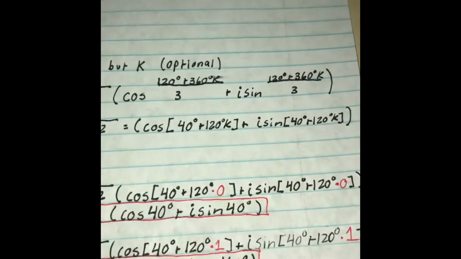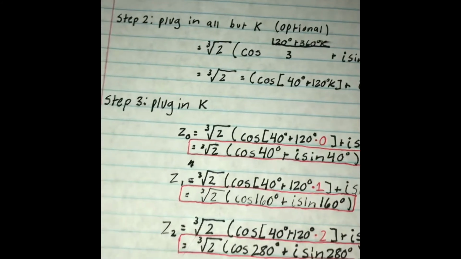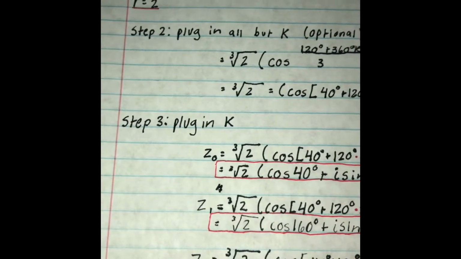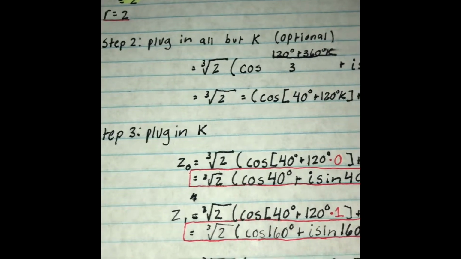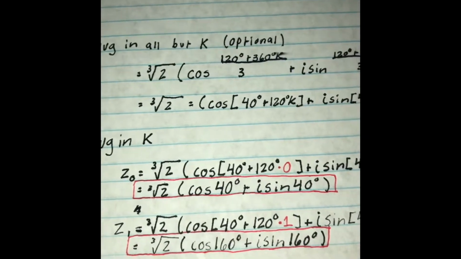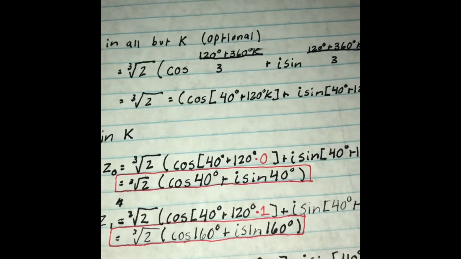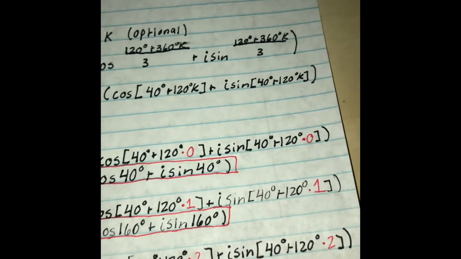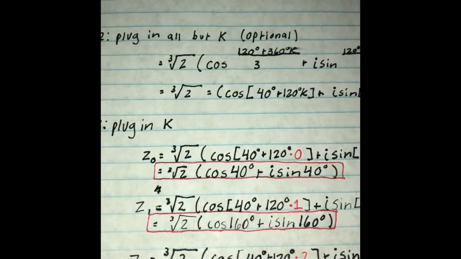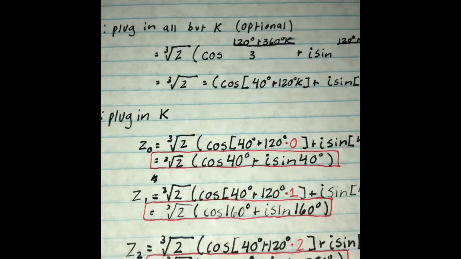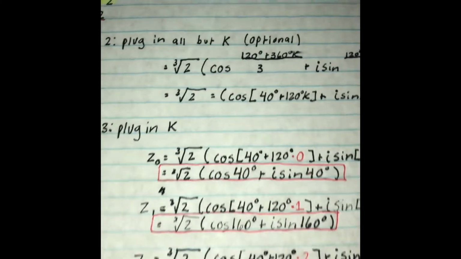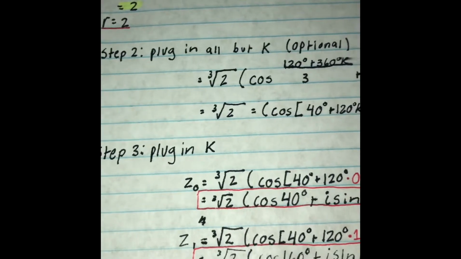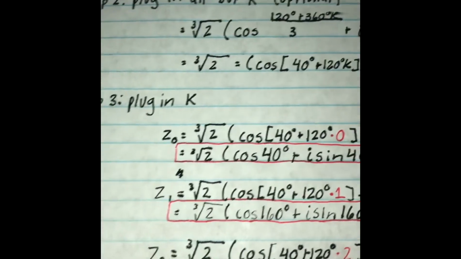Then after you have this, you're just going to plug it in straight to the formula. Your first k is going to be 0. So to find z sub 0, it's going to be the cube root of 2 times cosine of 40 plus 120, and since k is 0, we plug in 0, so that's 120 times 0, plus i sine of 40 plus 120 times 0, simply giving you the cube root of 2 of cosine 40 plus i sine of 40. And the cube root of 2 is just like 1.23, and you can write that out, but I just decided not to.